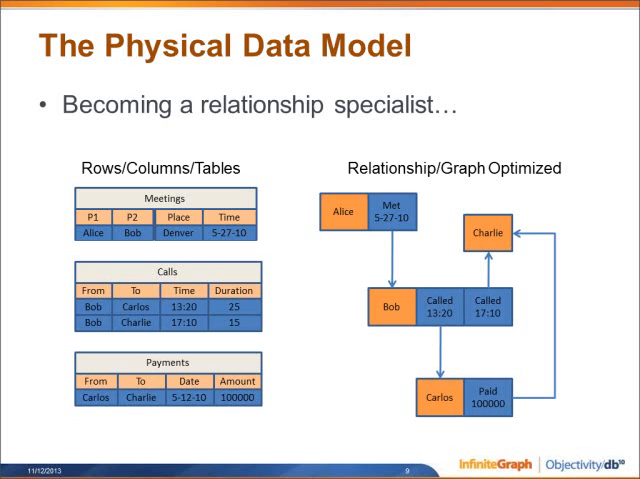So what is a graph database? Most of you know relational databases, rows and columns, entries. You can create relationships within relational databases by having certain vertex tables and certain edge connections within those tables. For example, meetings: two people that met, where they met, the time they met. Calls: two people that called each other, the time they called and the duration of the call. And payments: one person that paid another person, the date that they paid them and the amount that they paid them.